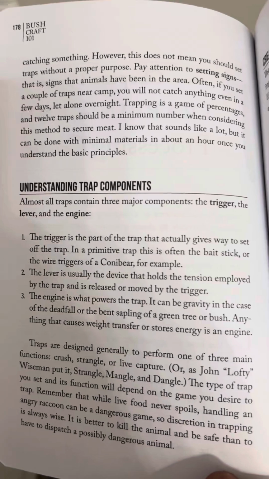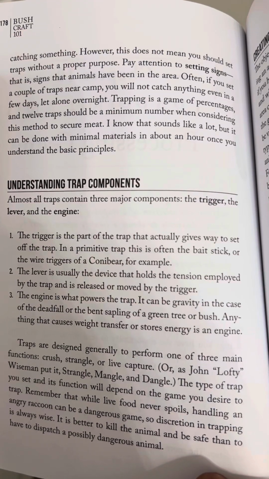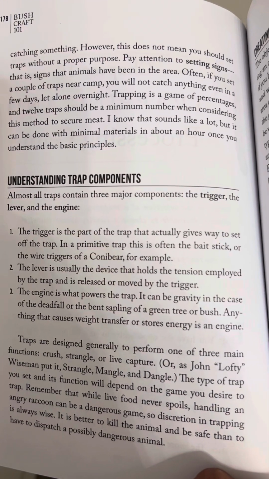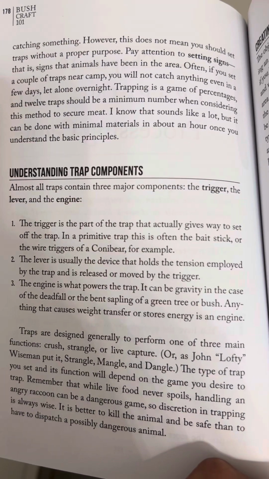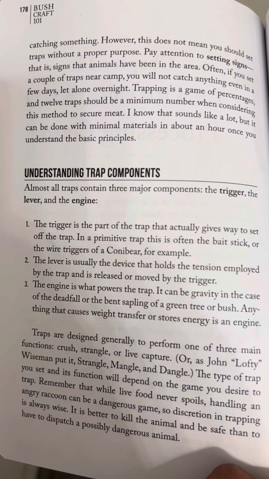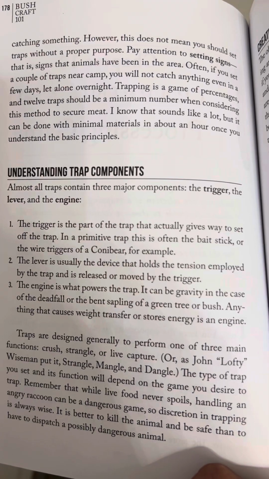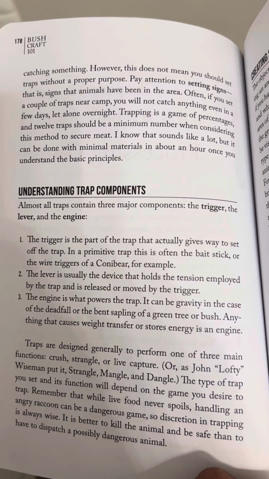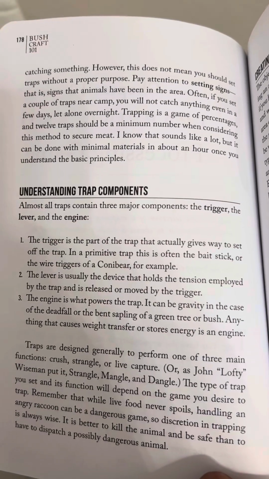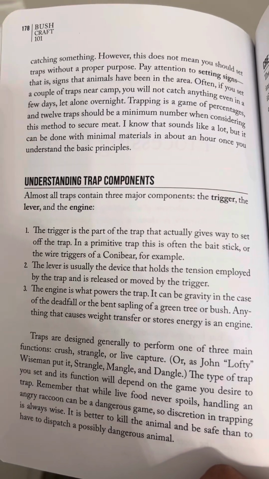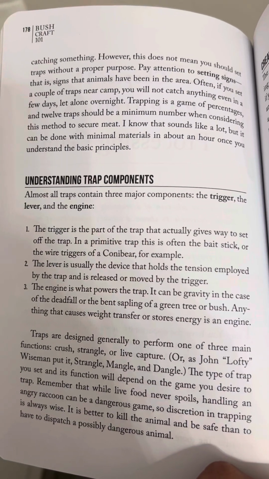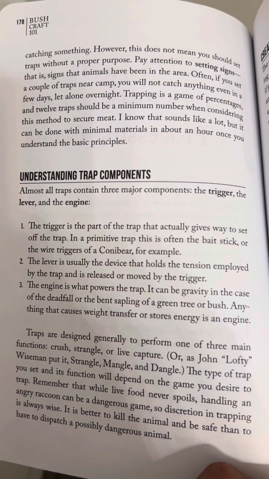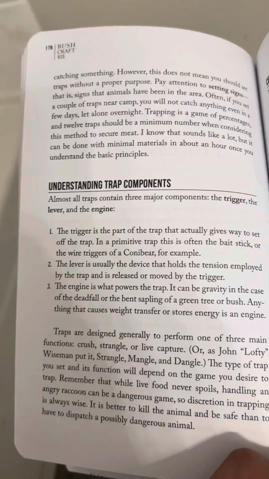Number two, the lever is usually the device that holds the tension employed by the trap and is released or moved by the trigger. And number three, the engine is what powers the trap. It can be gravity in the case of the deadfall, or the bent sapling of a green tree or bush. Anything that causes weight transfer or stores energy is an engine.